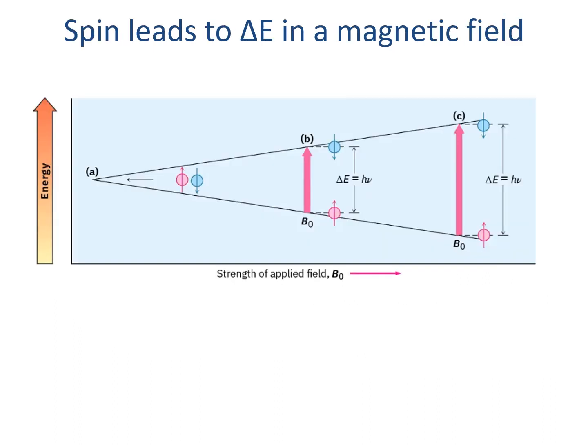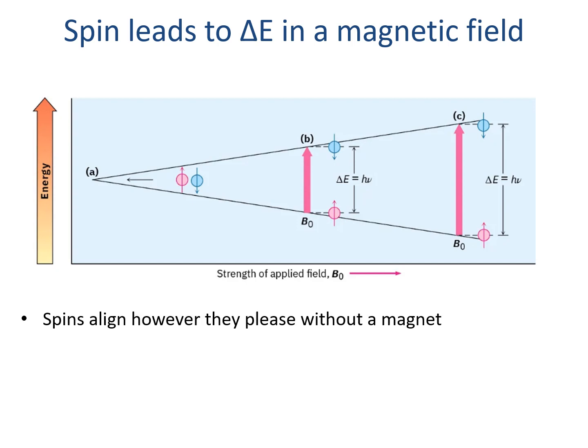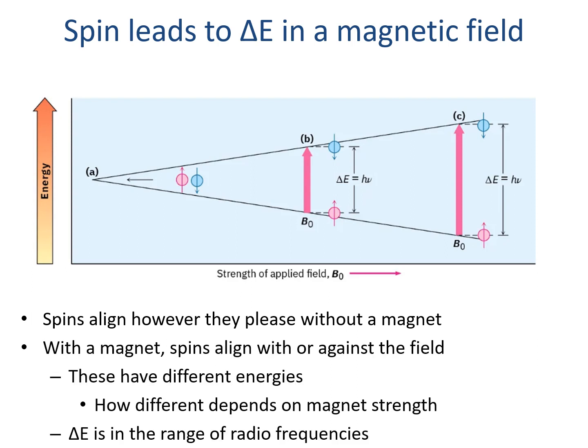A spinning nucleus really doesn't make any difference except if we start to apply a magnetic field, because spins will be aligned however they want without a magnet. But as soon as you apply a magnet, you will either align with or against the magnetic field. When you align with the magnetic field, that's going to give you a lower energy state. When you align against the magnetic field, you're going to have a higher energy state. So you see the lower energy states shown in red and the higher energy states shown in blue. We can actually apply stronger and stronger magnets to increase that difference, but with most of our magnets, the change in energy between those states is in the range of radio frequencies.